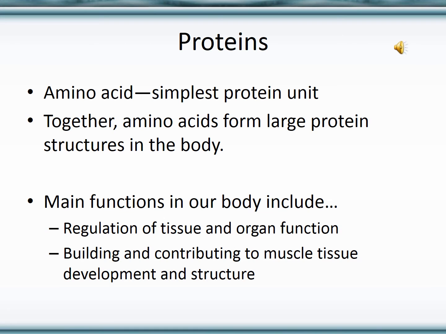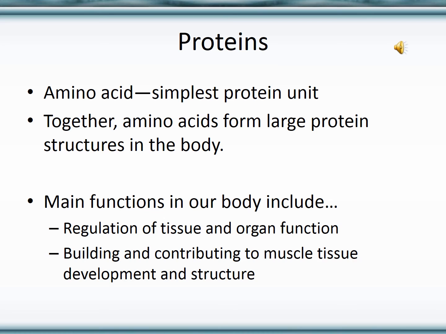The final energy-yielding nutrient that we will discuss in this chapter is protein. Proteins in our food and in our body are comprised of a complex connection of different amino acids, the simplest protein unit. The main functions of protein are broken down into two different classifications. Number 1, enzyme function, and number 2, contribute to muscle and tissue structure. Enzymes are forms of protein that help chemical reactions occur in our body in order to ensure that our body functions optimally.